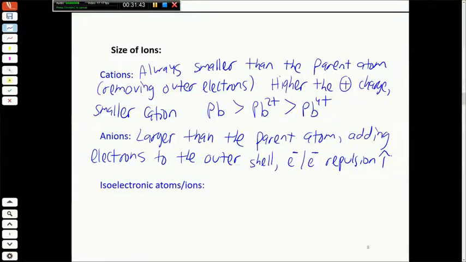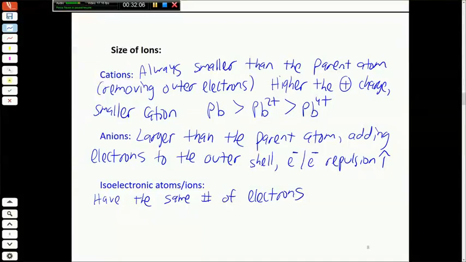Alright, and then finally the last comparison we want to talk about are what are called isoelectronic atoms or ions. I think we may have touched on this in another context a little bit earlier. But what isoelectronic means is that they have the same number of electrons. So these are species that have the same number of electrons, cations, neutral atoms, anions, some combination of those, that all have the exact same number of electrons.